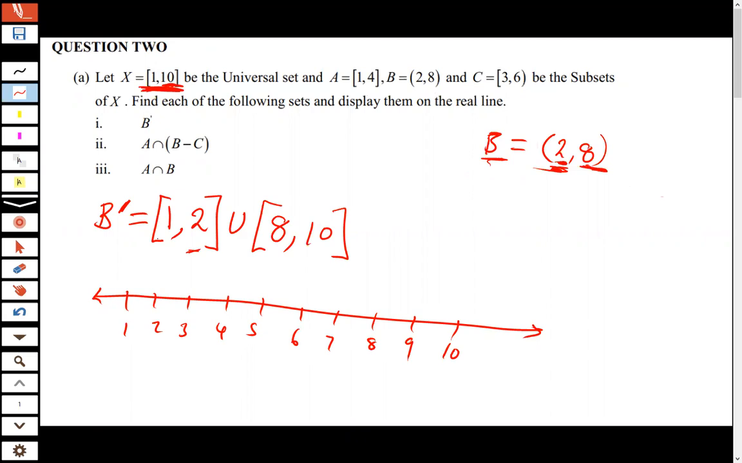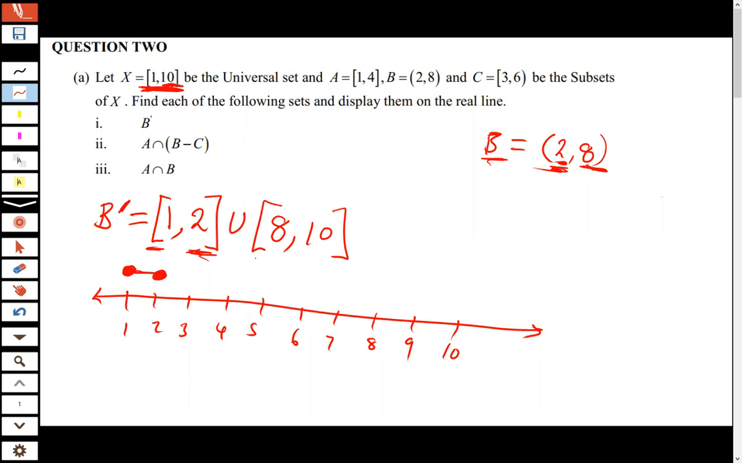So our B complement is starting from 1 up to 2, and of course at 1 and 2 it's closed. So I'm going to draw a circle there at 1 and at 2, and since it's closed on both sides, I'm going to shade. If it was an open bracket, I would have left it empty without shading it. So I'm going to connect the 2.